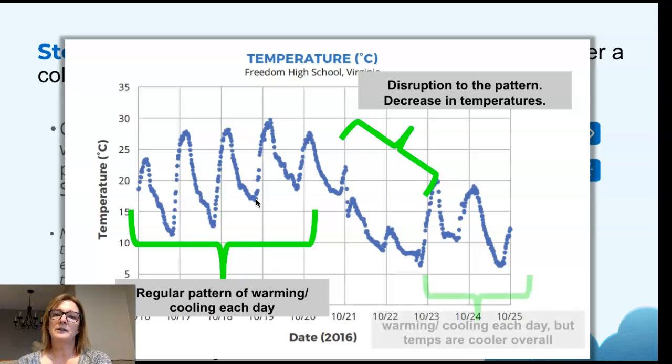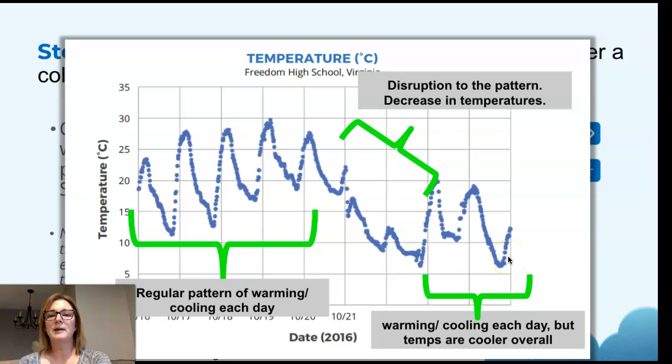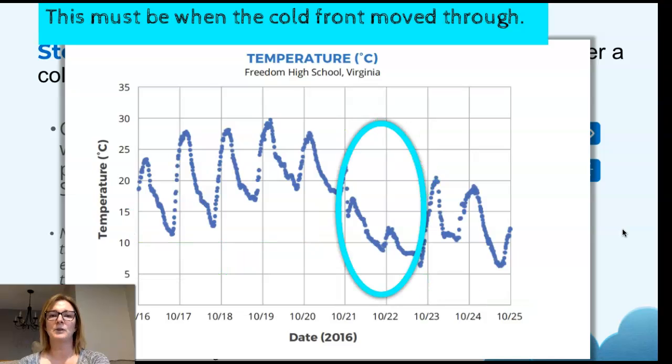And then after that disruption, we return back to a warming and cooling pattern similar to the beginning of the graph, although overall the temperatures are cooler. So there is your before, during, and after, because we're going to say that the cold front storm must have happened during this disruption, right? So sort of centering on October 21 and 22. So make sure you have the information for the temperature in your table.